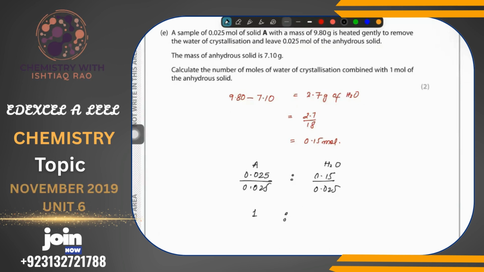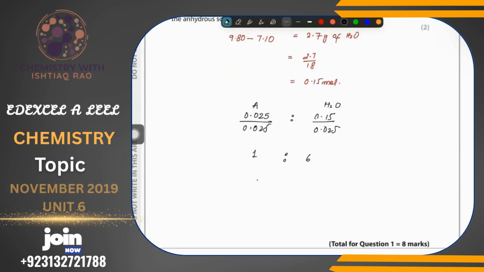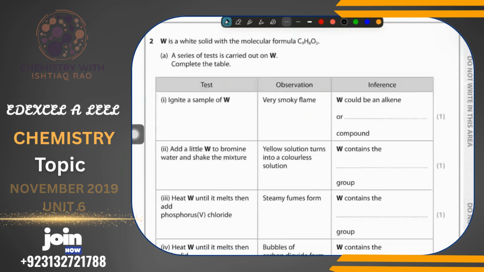It's going to be 0.15 divided by 0.025, which is 6. Okay, that's the answer. Yes.